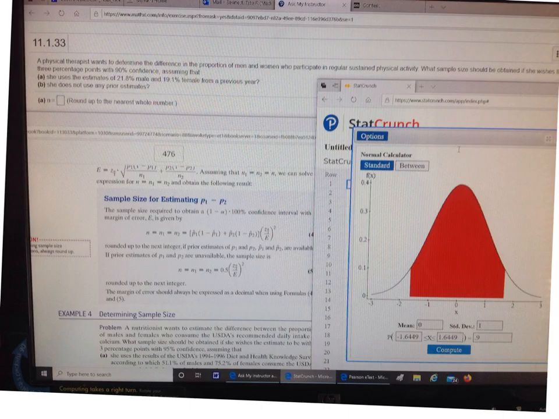And so this page, I guess this is page 476 in the book. If you're wanting to look up this formula, I'm on page 476, where it gives you the formula for estimating sample size, and you always round up. They do tell you that you always round up to the next integer. Hope this helps.